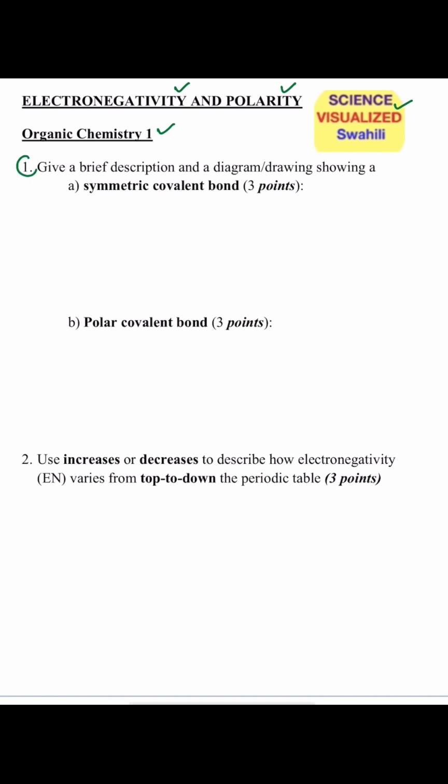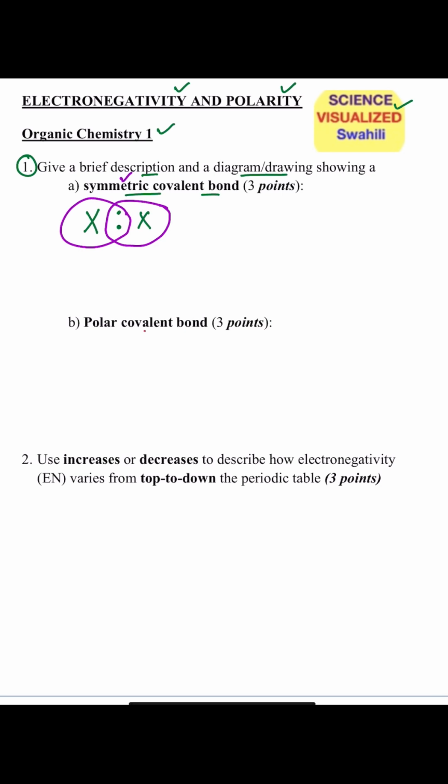So question number 1. Give a brief description or a diagram or drawing showing a symmetric covalent bond. In symmetric covalent bonds, the two atoms are similar or have very close electronegativity values. So for example, if you have an X and an X sharing electrons, each of them gives one electron. The electrons are equally shared, and that becomes a symmetric covalent bond.